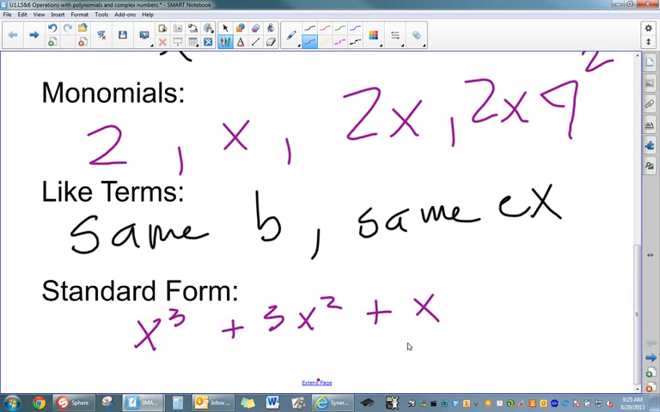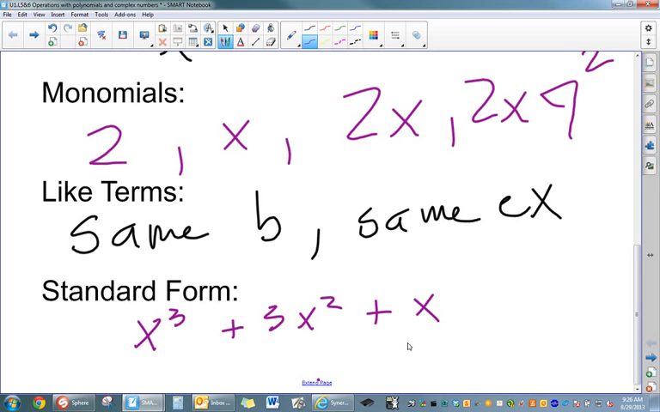Because it's in order from biggest to smallest. Standard form is in order from the biggest exponent to the smallest exponent. That's what standard form is.